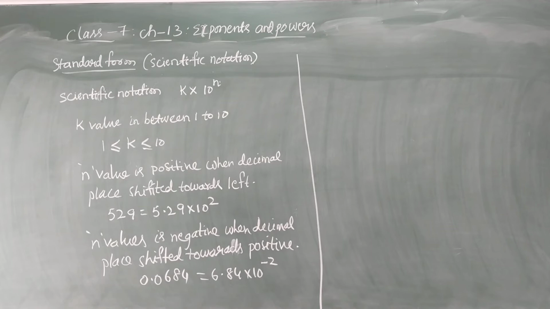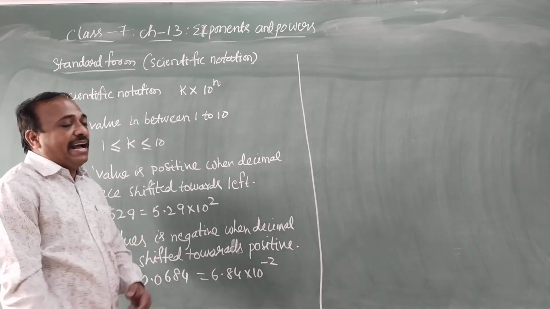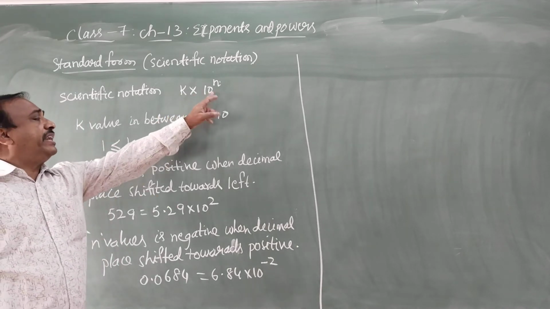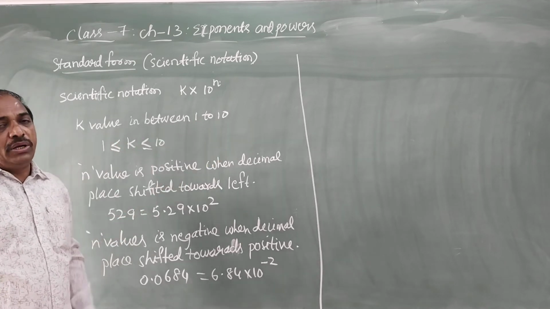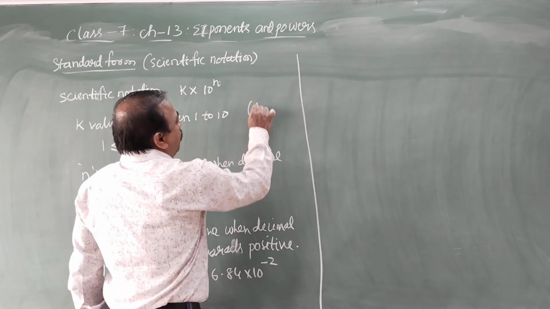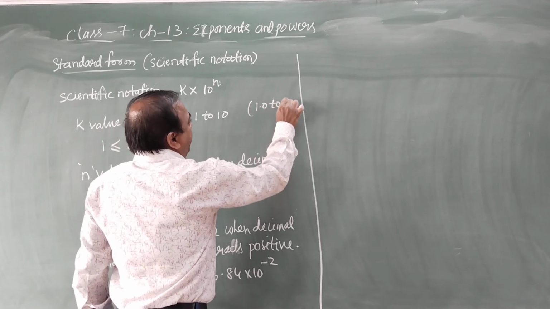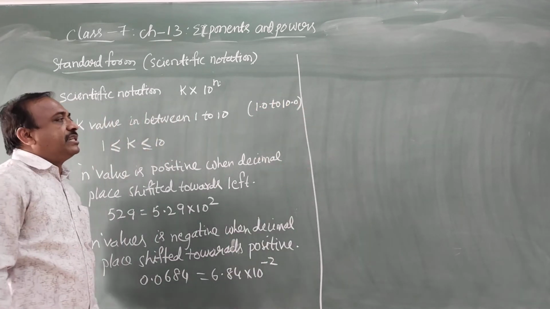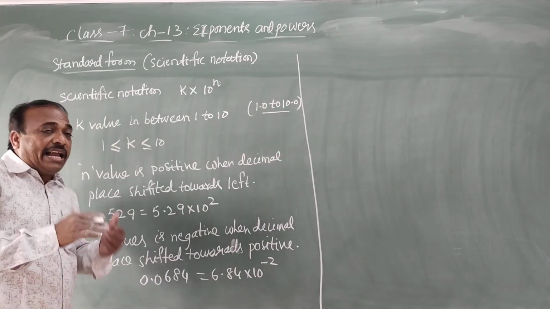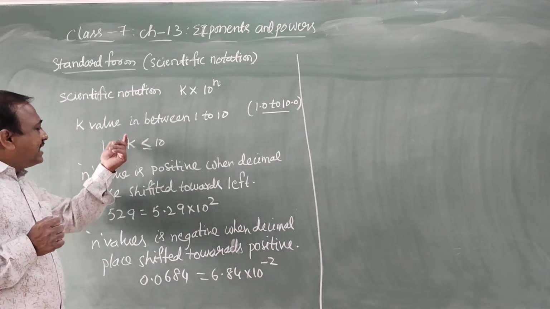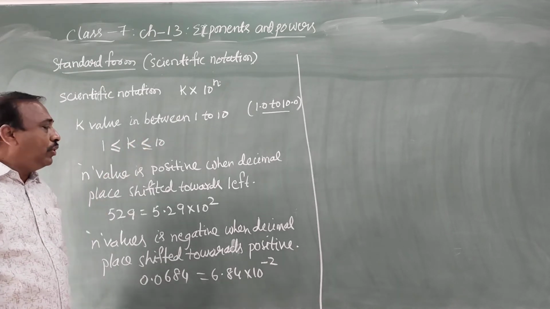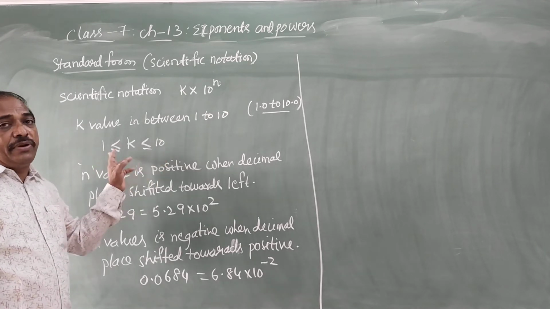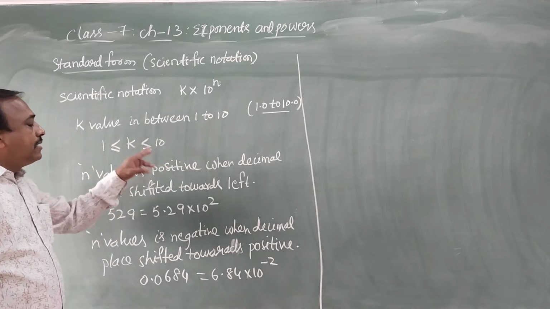Here you can see the standard form or scientific notation is nothing but a number which we are able to express as k into 10 to the power n, where k is a number in between 1 to 10, or you can write 1.0 to 10.0. So 1 is less than or equal to k, less than 10. The k value will be in between 1 to 10. This is the standard form.